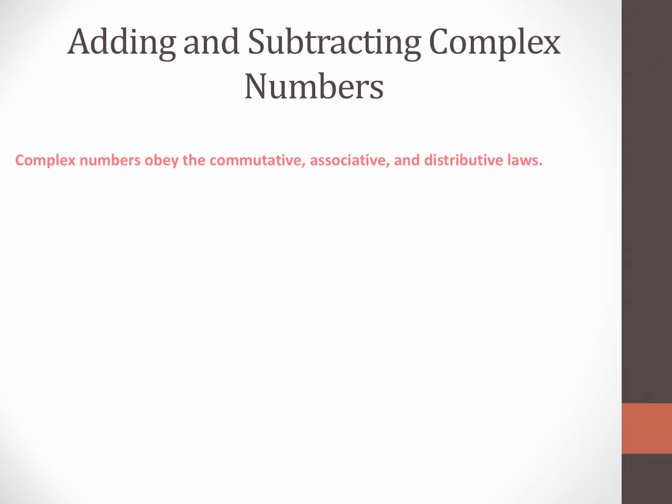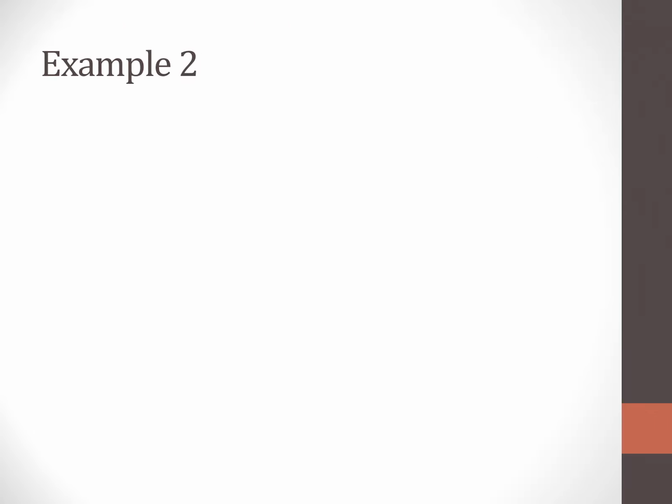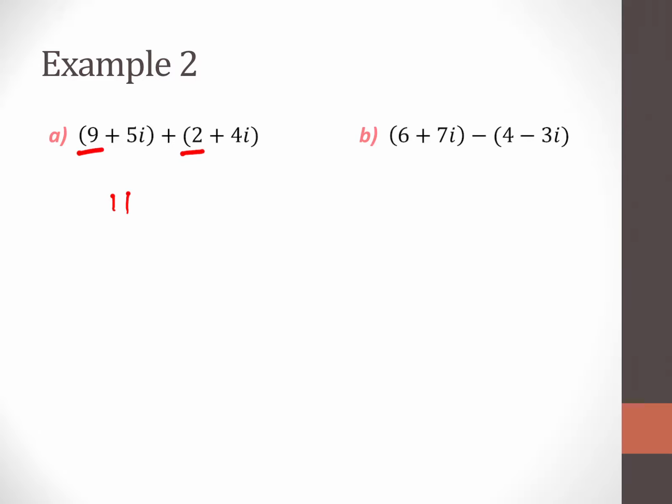So we're going to first look at adding and subtracting. These are pretty simple. All of our rules for the associative, commutative, and distributive laws apply, and it's just going to be combining like terms. So just like we were adding and subtracting polynomials, we combine like terms. We'll do the same thing here. So I have 9 plus 5i plus 2 plus 4i. So 9 plus 2 is 11, and 5i plus 4i is 9i, and we're done.